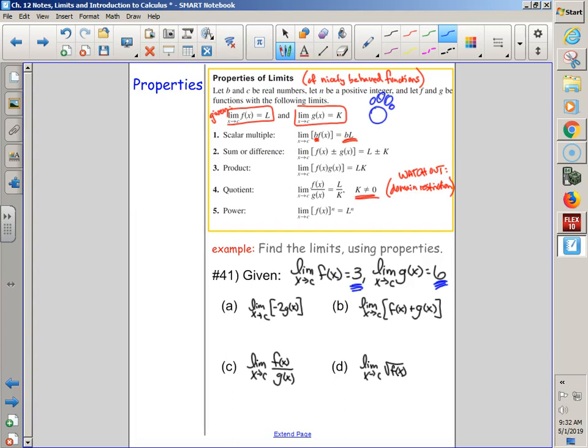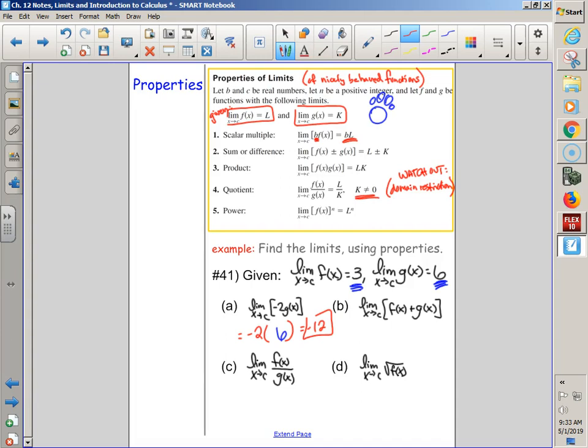Oh, wait. It's a clue. According to the property up above, I can say the limit is going to be negative 2 times whatever the limit is of g as x approaches c. So as long as the approach matches, I can go ahead and use it and say, well, that was easy. It's just negative 12. For these, yeah. For nicely behaved functions.